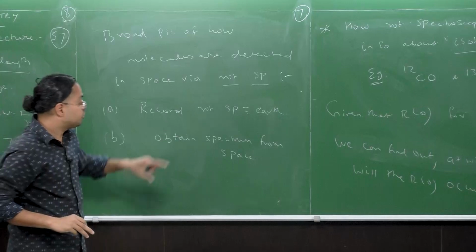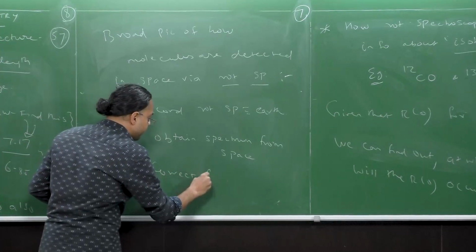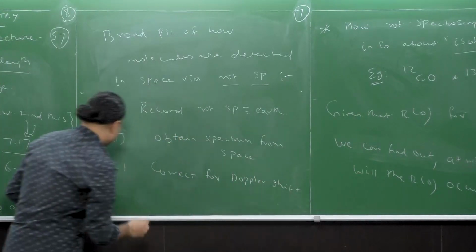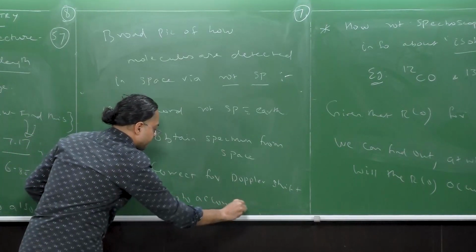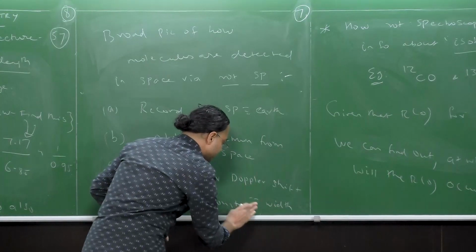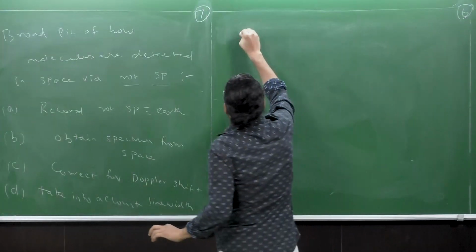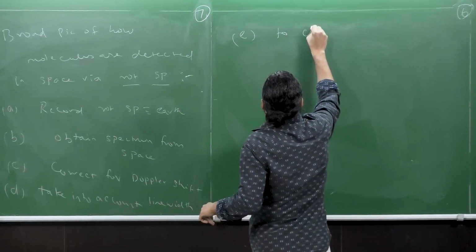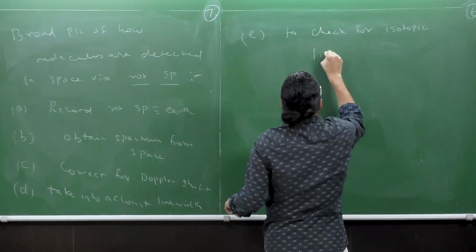There's already going to be a slight difference because of the Doppler shift, so you have to correct for the Doppler shift. The next step is to take into account the spectral line width. After doing all these, points A to D, the next step would be to check for isotopic line patterns.